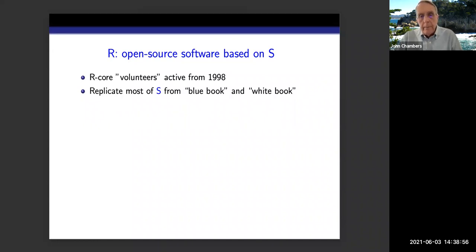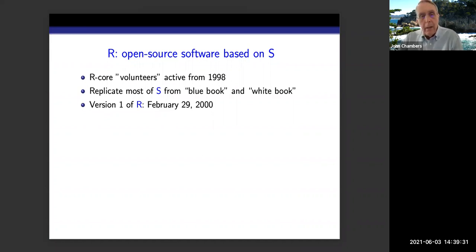So this meant that there was quite a lot of effort at this time in getting the details right and in replicating what was going on, so that people could then transfer their computations from S to R. All of this went on and resulted on February 29th of the year 2000 in the release of version 1.0 of the R software.